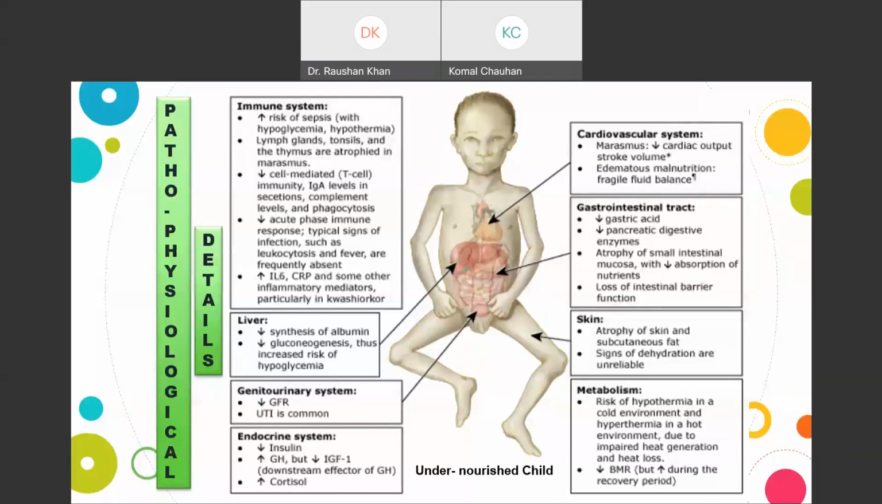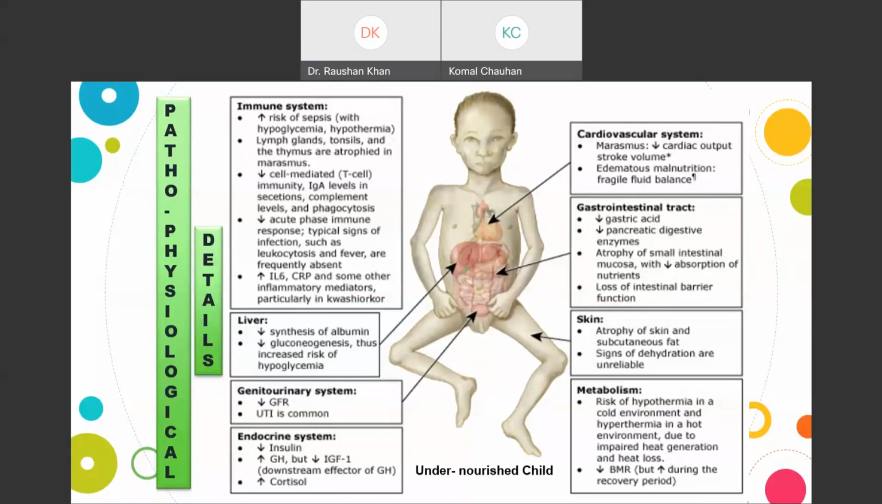Hypoglycemia, as you know, is low glucose level in the body, and hypothermia is low body temperature. So if these two conditions are there in a malnourished child, then the risk of sepsis will increase in the child. Then the lymph glands, tonsils, and the thymus are atrophied in a marasmic child.